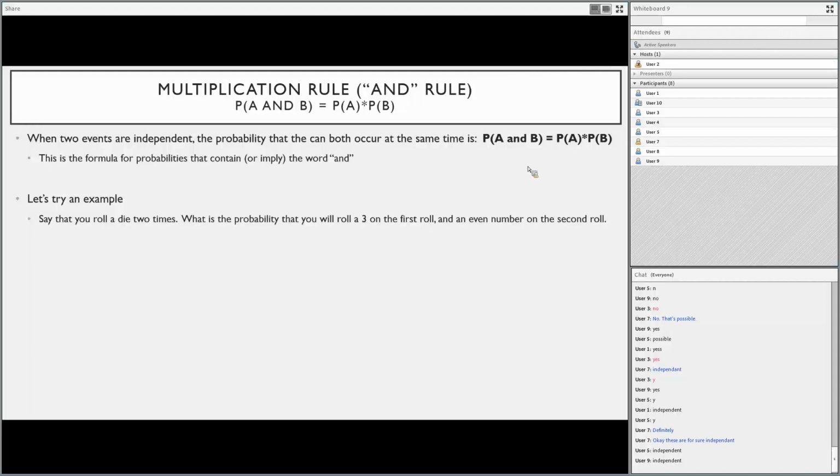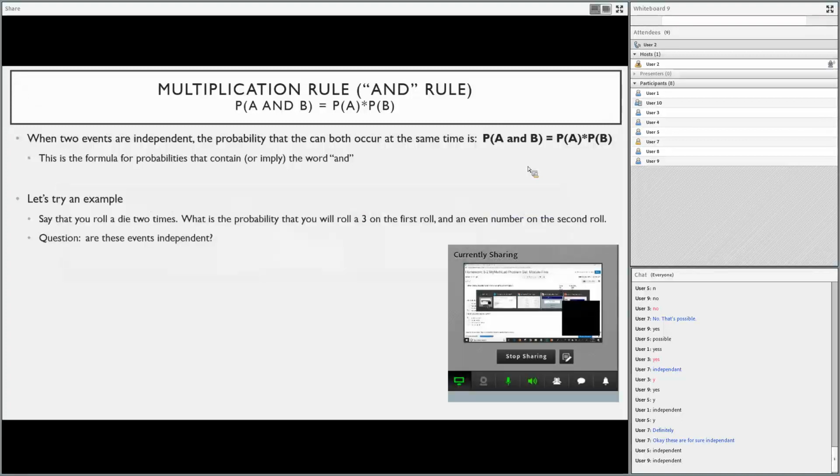So say we're going to roll a die 2 times, and we want to know the probability that we will roll a 3 on the first roll and an even number on the second roll. So the first question is, are these 2 rolls of the die independent? Does one roll affect the other? Or are they independent?